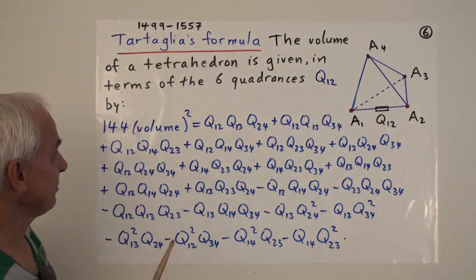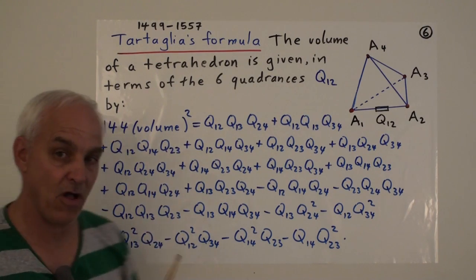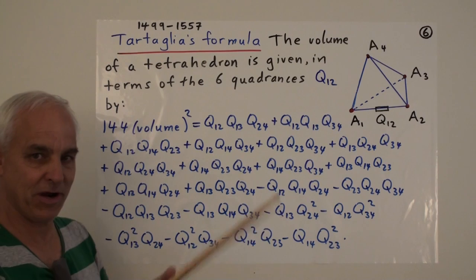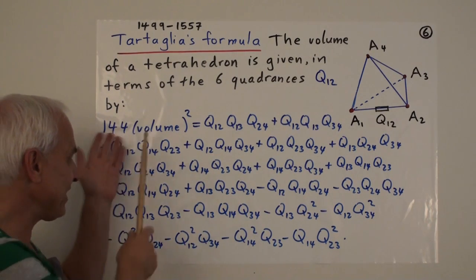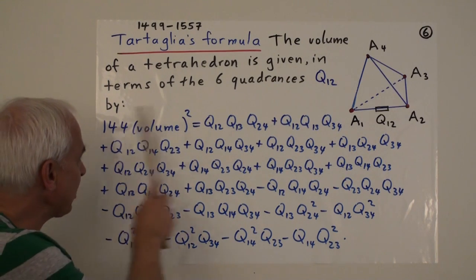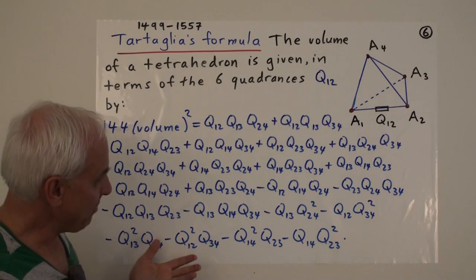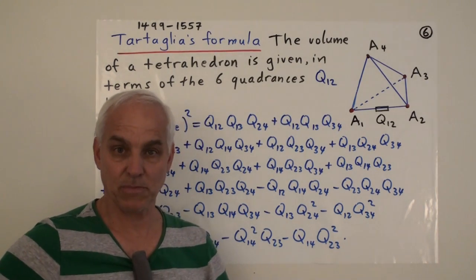Here it is. 144 times the square of the volume. Notice it's a little bit like the 16 times the square of the area that we were talking about in the planar situation. Something similar is happening here. This particular combination turns out to have this big but still beautiful polynomial expression in terms of the q's.